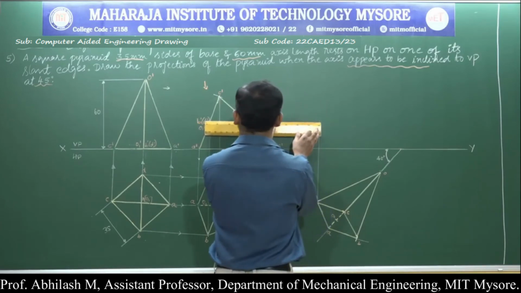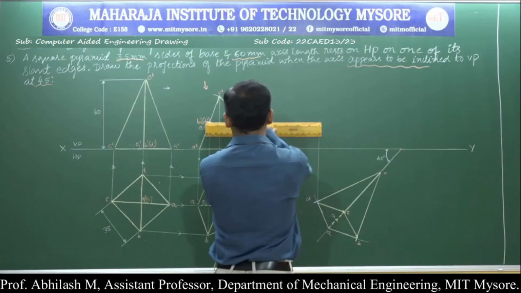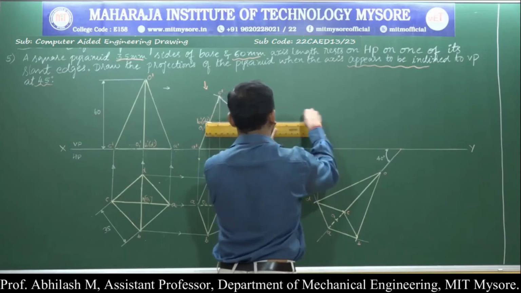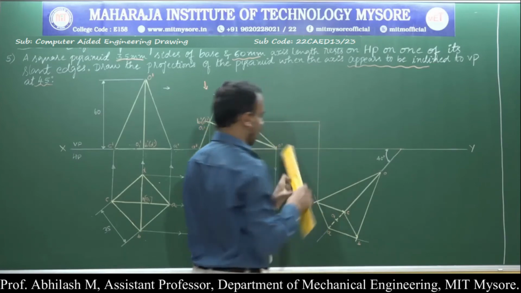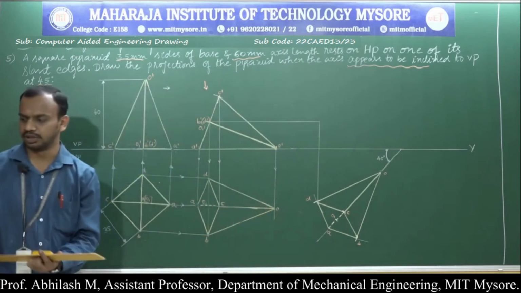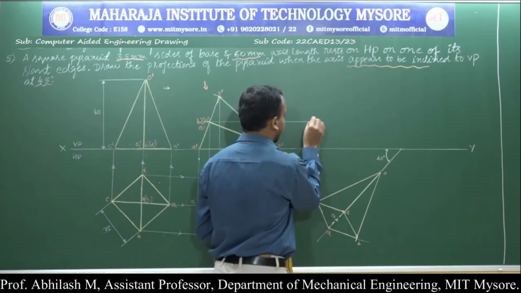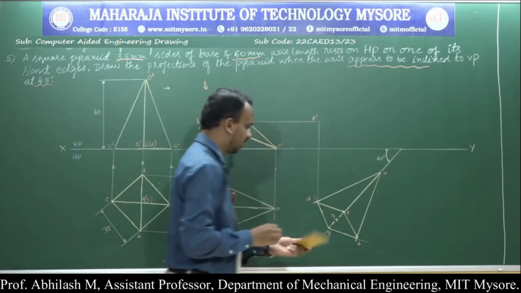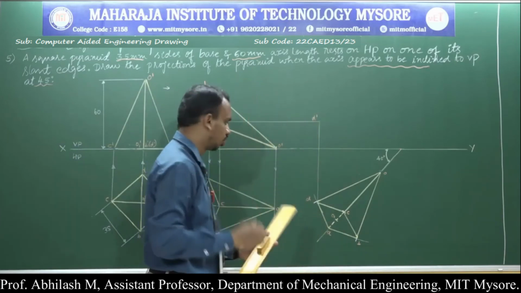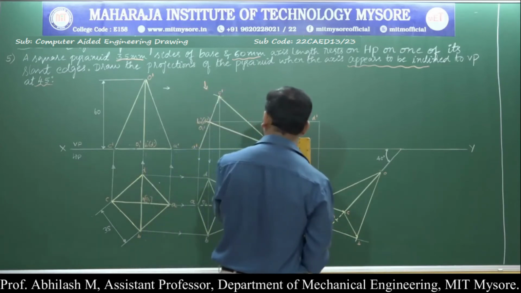Just draw the line. Identify then and there itself the point so that it becomes easier for us to complete the position. So this is my D dash. Similarly, I am supposed to draw from all the edges, that is from A.